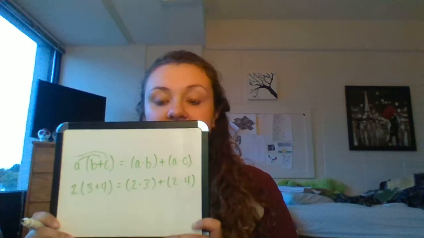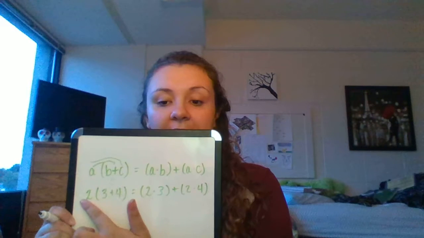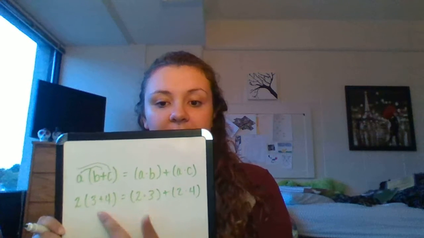So a problem would be 2 times (3 plus 4). Okay, so 2 times 3 plus 2 times 4. So, do you see what I did there? I gave the 2 times the 3 and the 2 times the 4. So 2 times 3 plus 2 times 4. Now let's solve this.